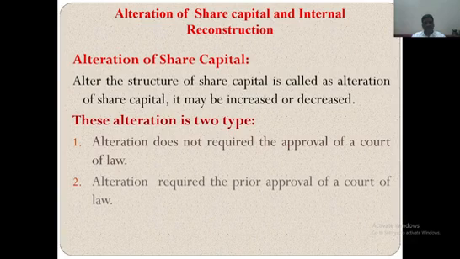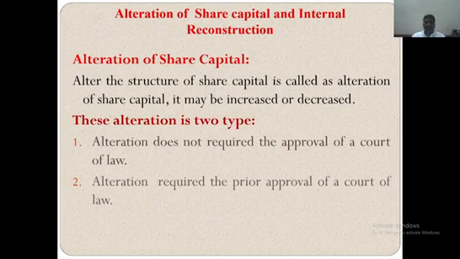This alteration is of two types. The first type of alteration does not require the approval of a court of law.